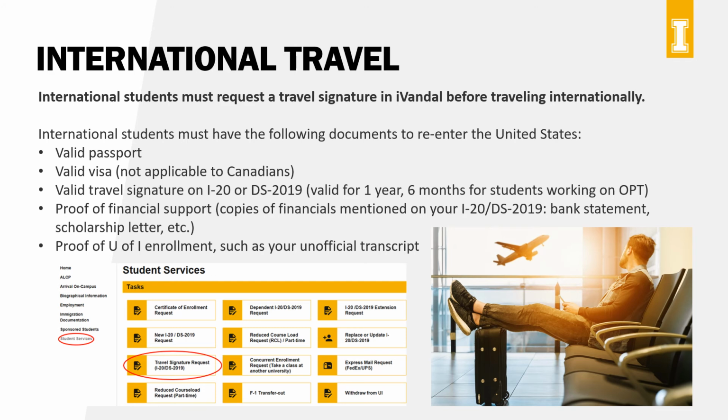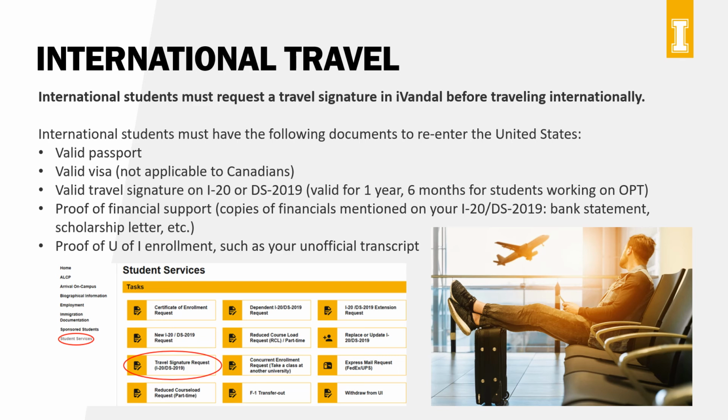When traveling, please remember the following documents and carry them in your carry-on luggage on the airplane. You will need the following documents to re-enter the port of entry into the United States: a valid passport, a valid F-1 or J-1 visa. This visa is not applicable to Canadian citizens. A valid travel signature on your I-20 or DS 2019. These signatures are valid for up to 1 year, unless working on OPT, then they are valid for 6 months.